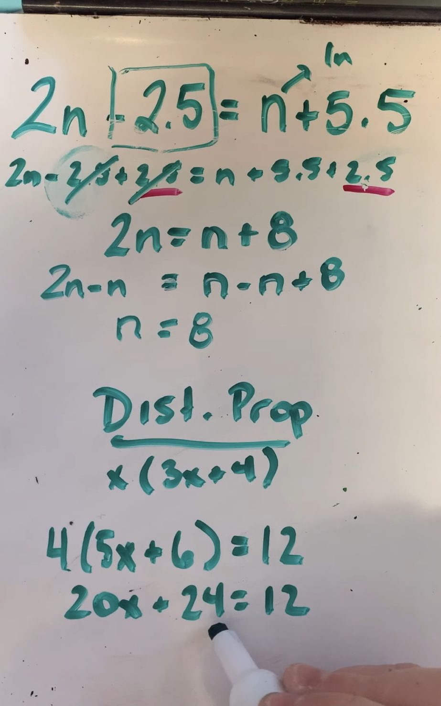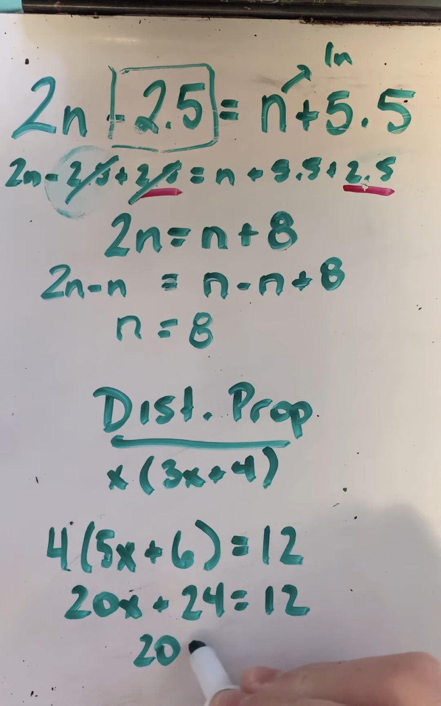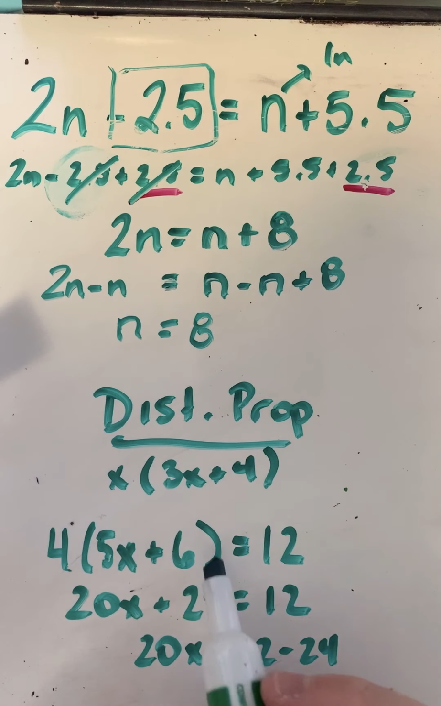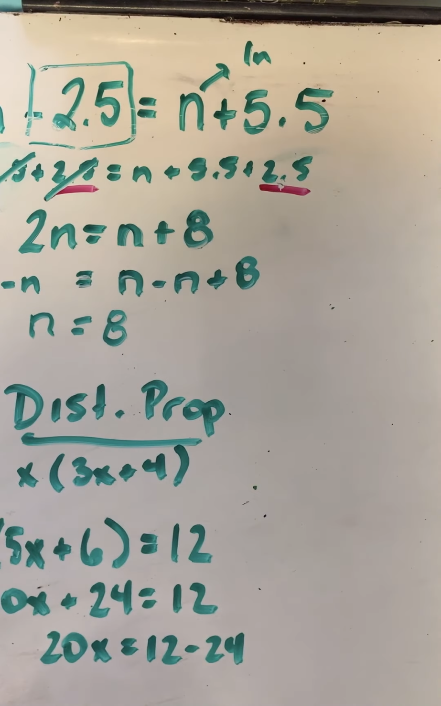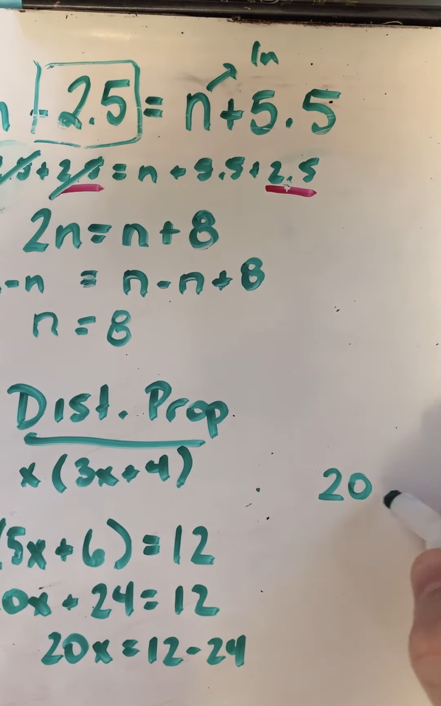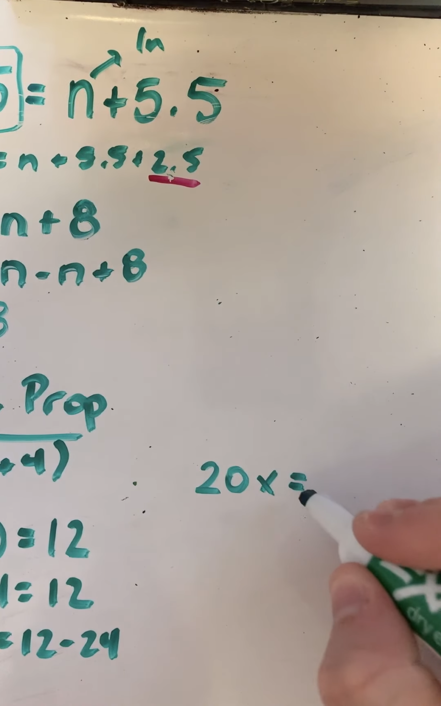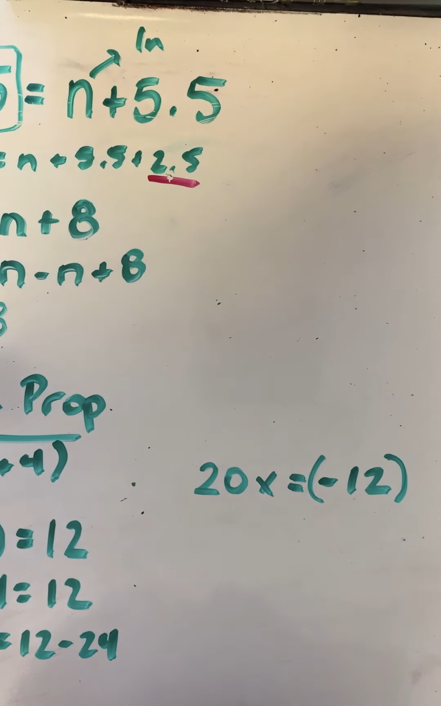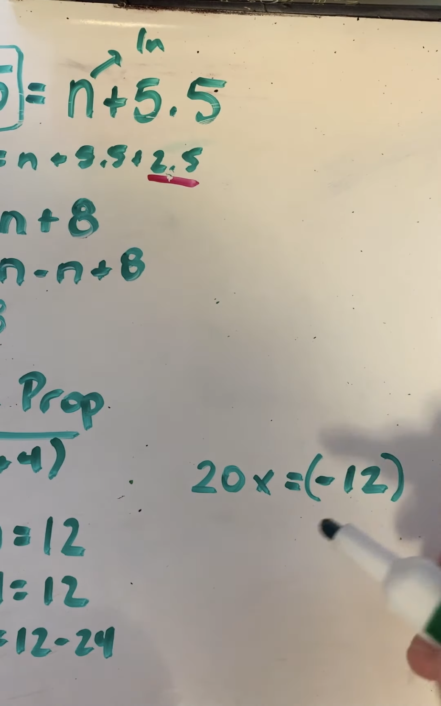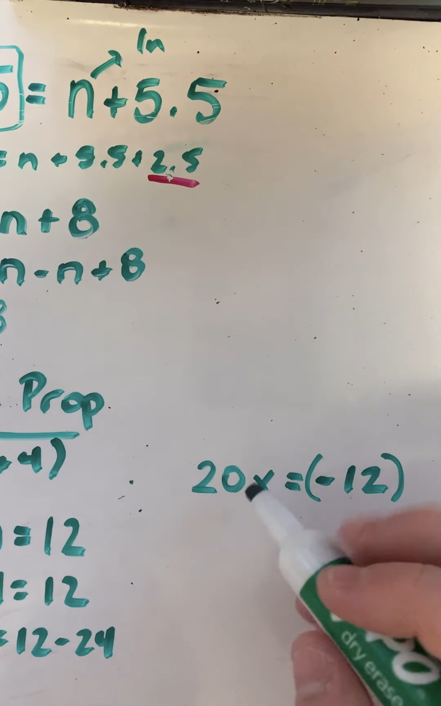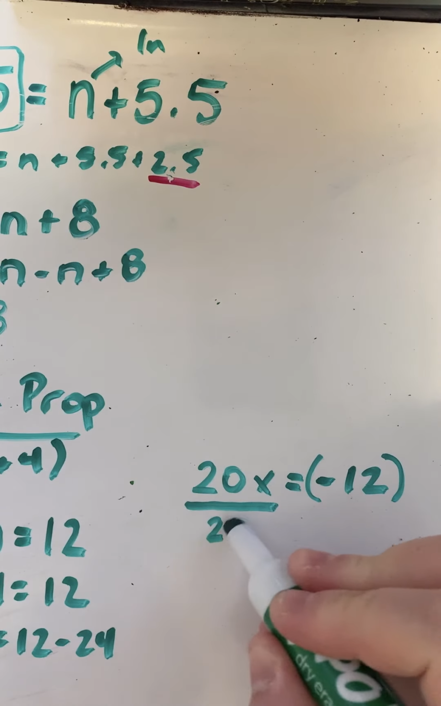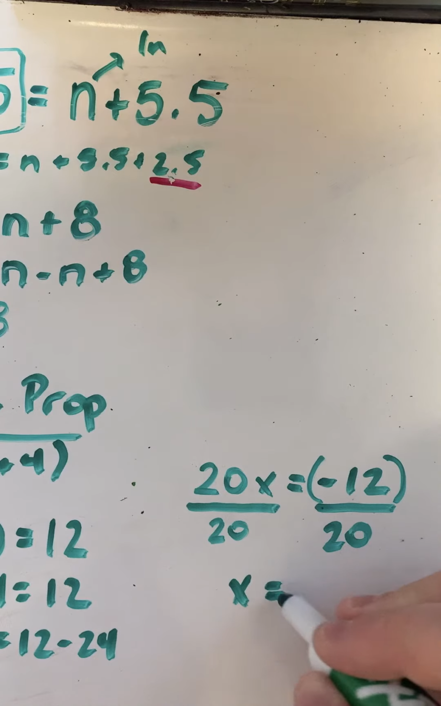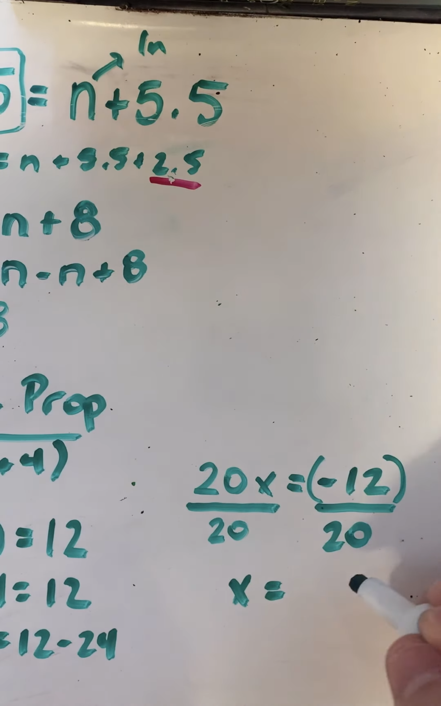We're going to isolate the variable by getting rid of this constant. So it's going to be 20x equals 12 minus 24, because we're bringing over a negative number. Let's continue it over here. 20x equals 12 minus 24, which is negative 12. Now I have to figure out how to isolate the variable. I'm going to get rid of this 20 by dividing by 20 on both sides. So now I'm left with x equals negative 12 over 20.